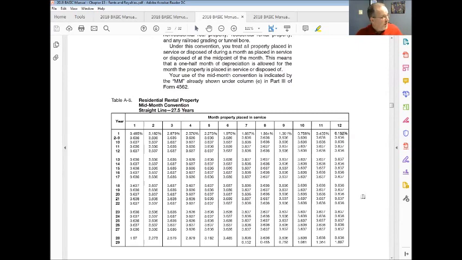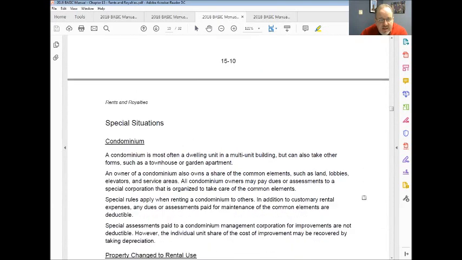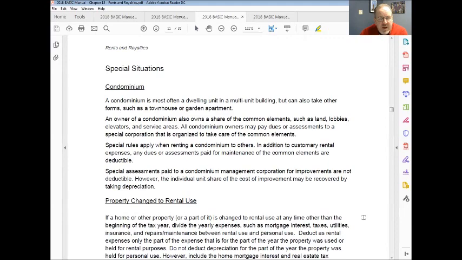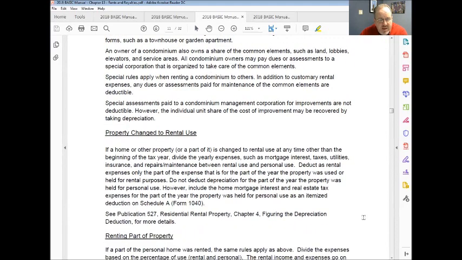Like I said, one of the homework things I'm going to have for you is to do some prior years' depreciation for some rentals that maybe have been put in service 10, 12, 15 years ago, okay? So that's where we're going to have that. We have some special situations. These are things with rental income where we handle things a little bit differently.